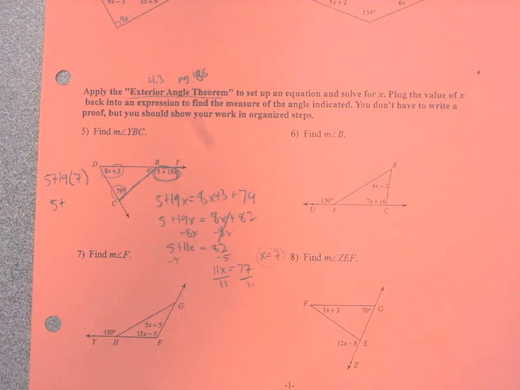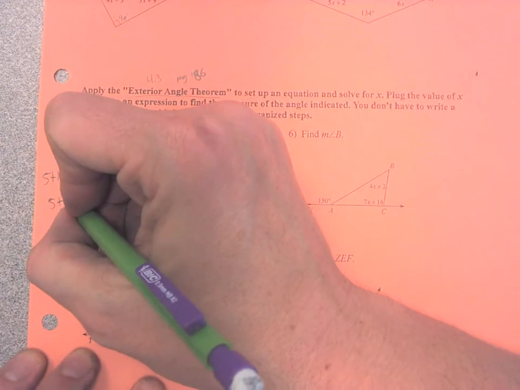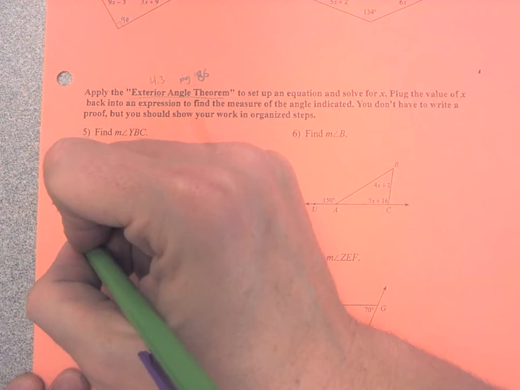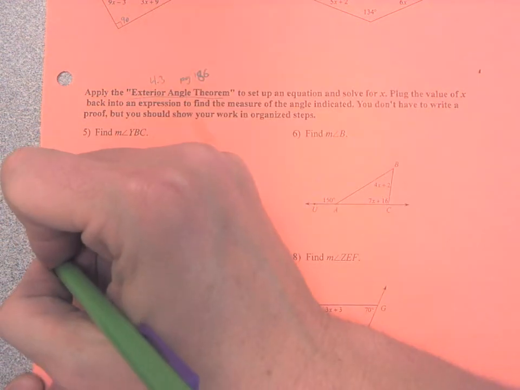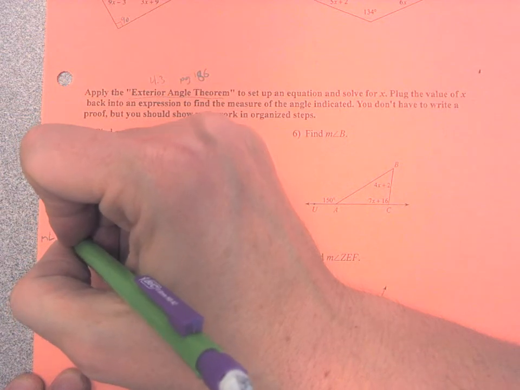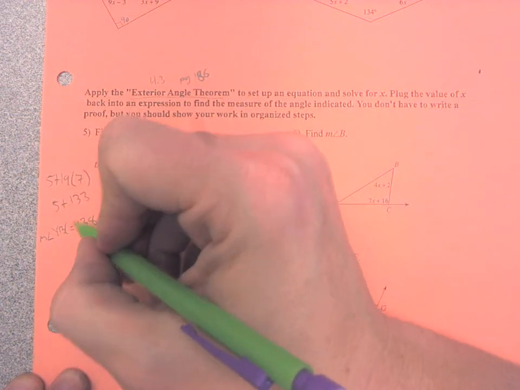Hold on. 19 times 7. Ah, it is 133. I was right. Cool. All right, so 5 plus 133, that's going to give you 138. And so the measure of that angle we were looking for, again, that was YBC, is equal to 138 degrees.